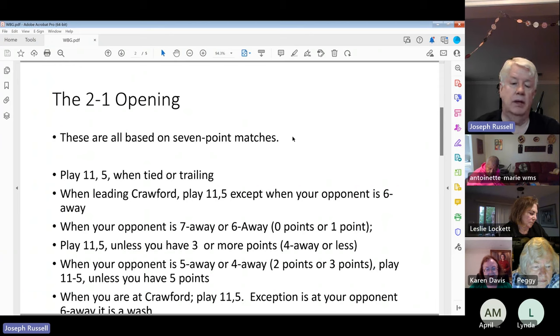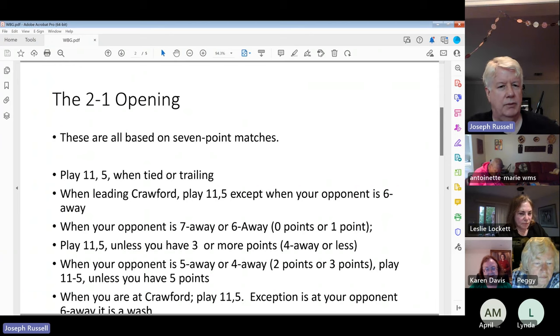Play 11-5 unless you have 5 points. In that case, split. Okay, so again, when your opponent is 5 away or 4 away, play 11-5 unless you have 5 points. Now, hold on 1 second. I'm going to make sure I didn't write that backwards. 1 second.